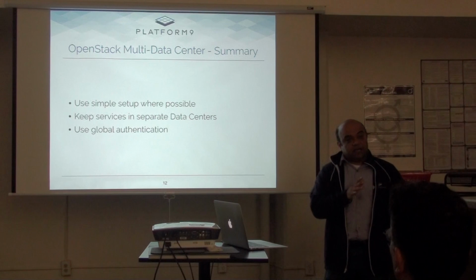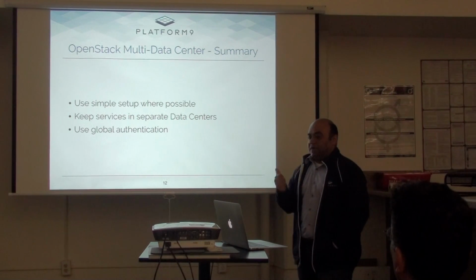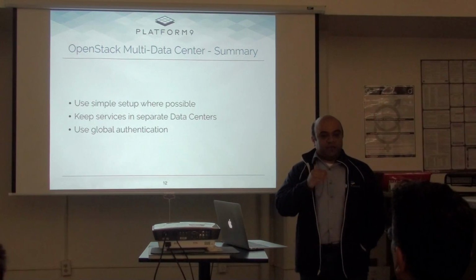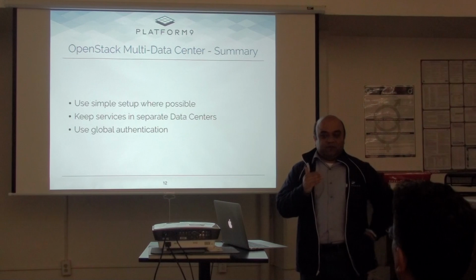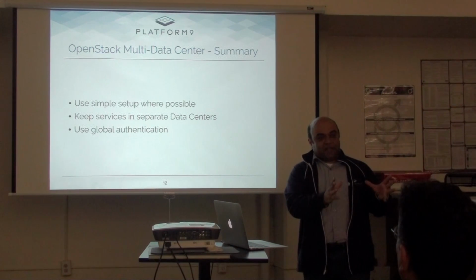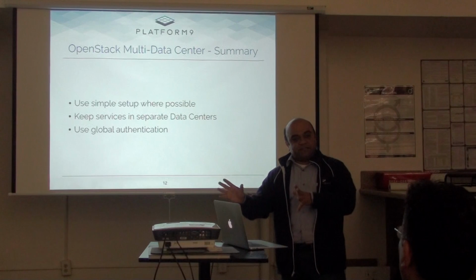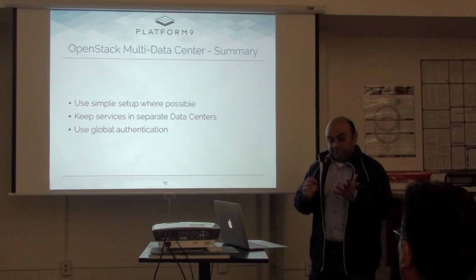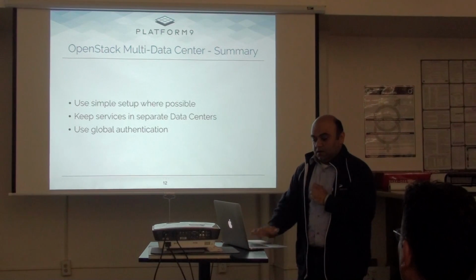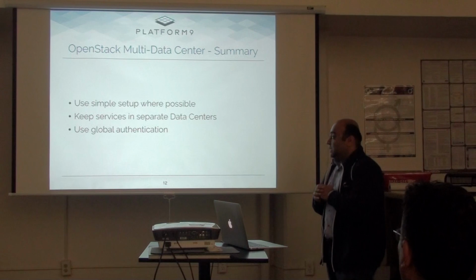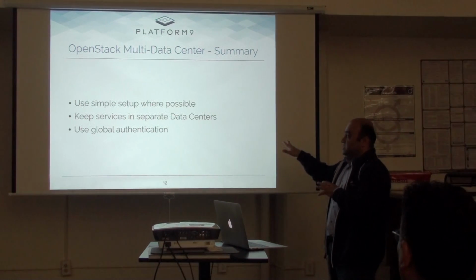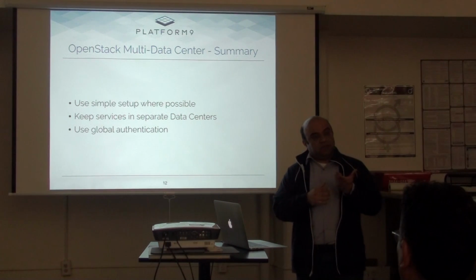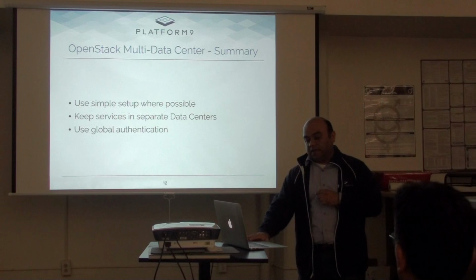So to summarize, on multi-data center, my suggestion is if you do not have a lot of servers to manage, keep it simple. Use model 1. You have one particular installation where you have all the endpoints. All you're doing in another data center is installing Nova Compute, Cinder drivers, and that's it. If you want to have a complex setup, I would suggest keeping services in separate data centers, but use global authentication. That means keep still a single Keystone that has all the endpoints.